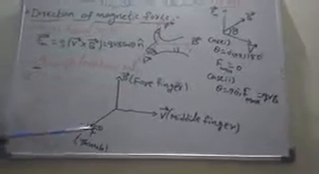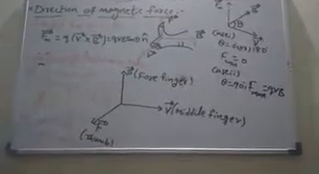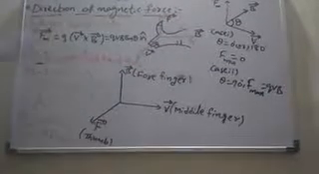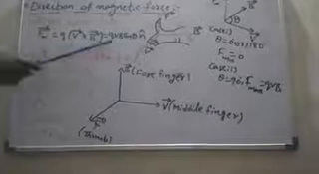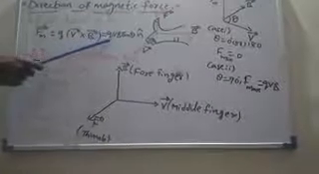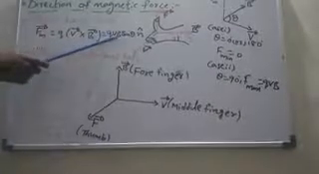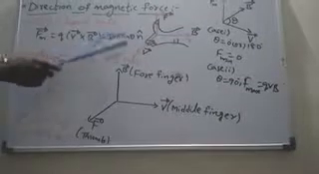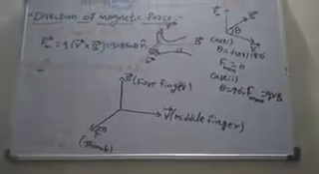The direction of magnetic force acts along which axis? Along the Z axis. Now, the magnetic force: on what factors does it depend? It depends on the charge of the particle, the magnitude of the magnetic field, and also on the velocity component which is perpendicular to B.